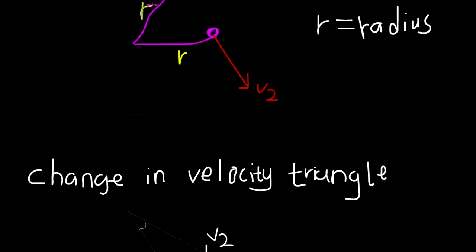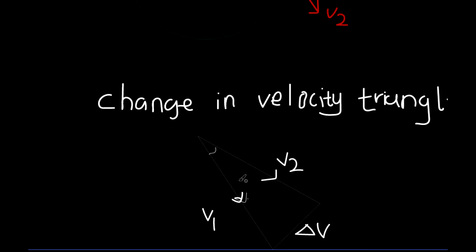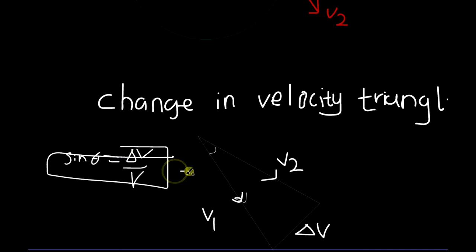Also from this other triangle, when it gets sin theta, we will get it as opposite over hypotenuse. So it will be change in V all over V. It can be V1 or V2, so we'll just write V. This is our second equation.